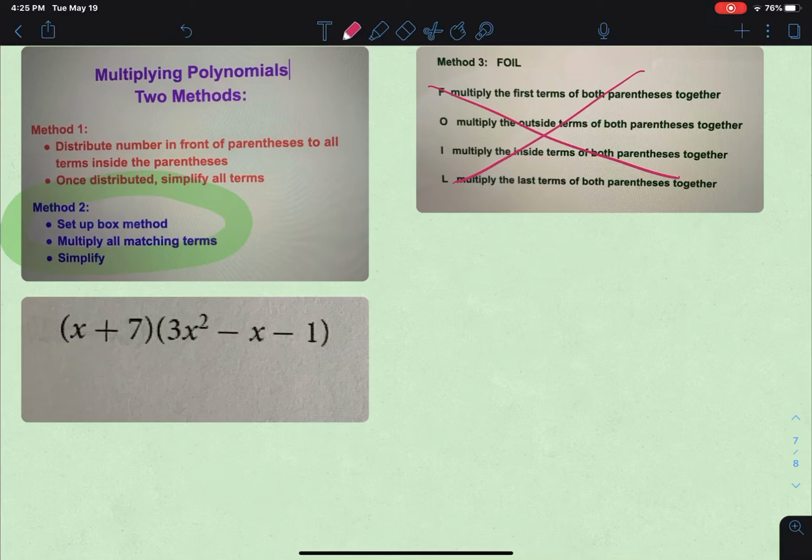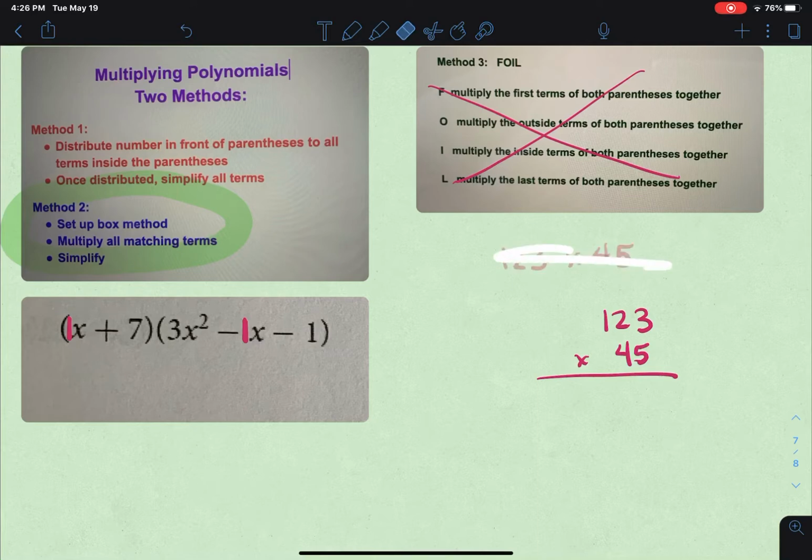So in the first problem, I have x plus 7, so I'm going to add a 1 there. And then I have 3x squared minus x minus 1, so I'm going to add a 1 here. Now, I want to go back to the first example we talked about. If I talked about this problem from elementary school, most of you would tell me that I'd set it up like this in traditional multiplication. So whatever has the most terms goes up here. Whatever has the least amount of terms goes here.